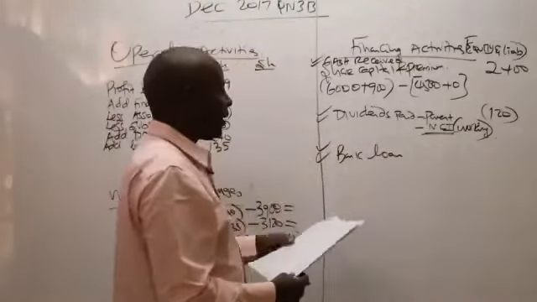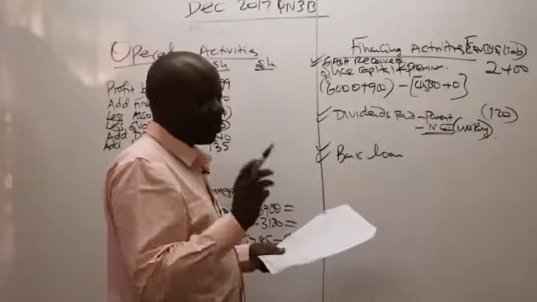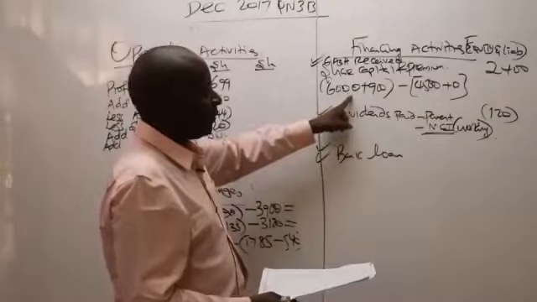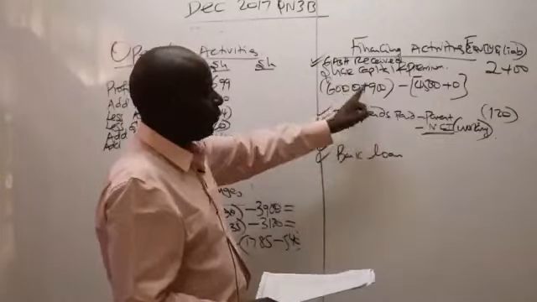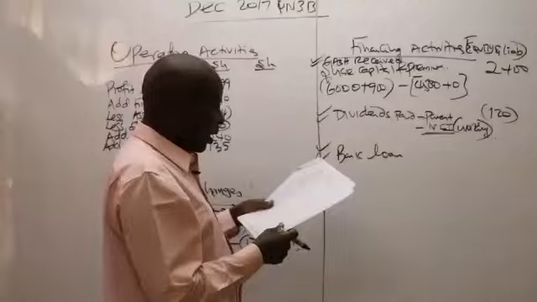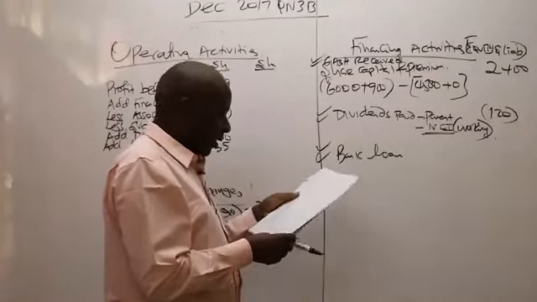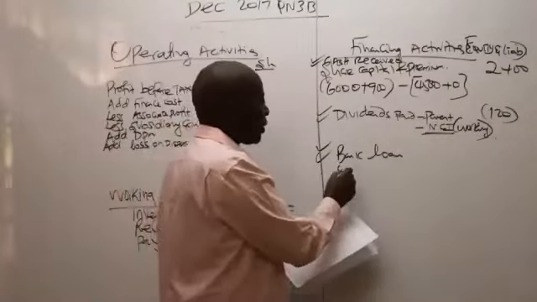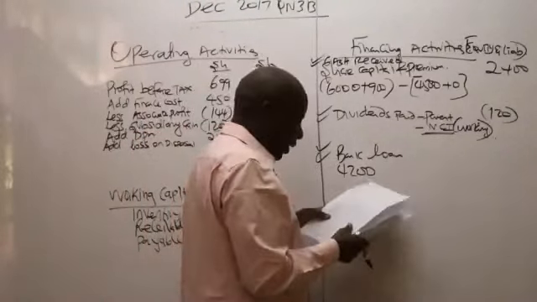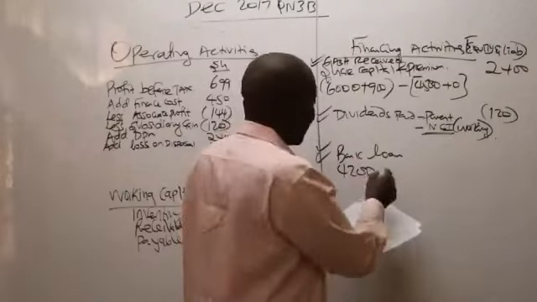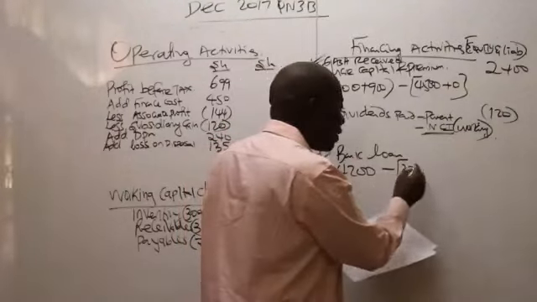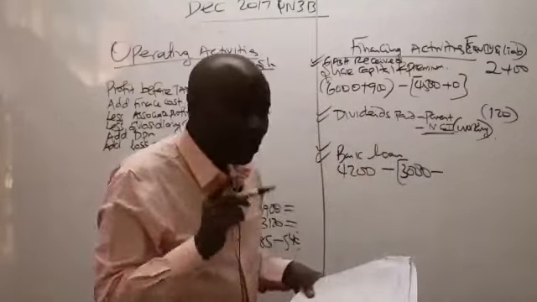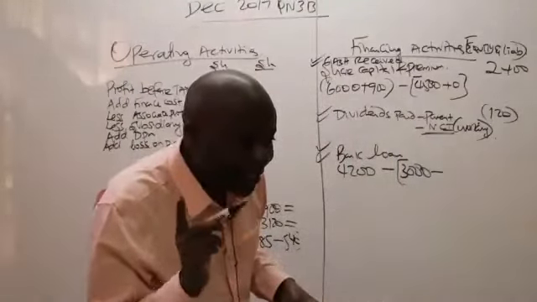So if it's a liability, I must start with the closing, just like equity. Closing figures minus opening figures. So the bank loan that I can see, ladies and gentlemen, closing for 2017 was 4,200. 4,200 minus the opening. Opening is 3,000, but remember, for opening we must make adjustments.